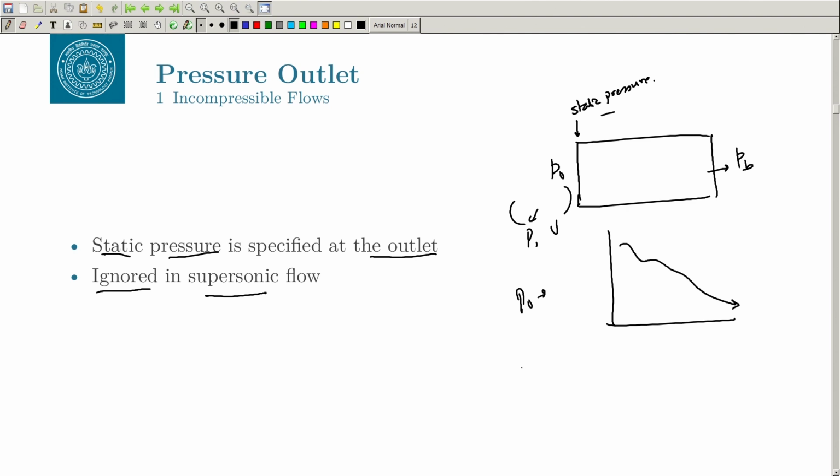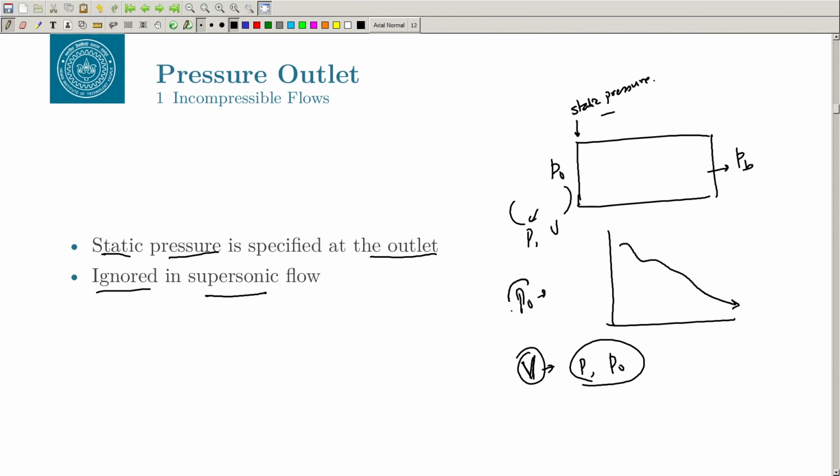If you use the velocity inlet, the velocity is fixed, that cannot change with time, and the other values will have to be adjusted, ensuring that your velocity is fixed. Your pressure may change, your P naught may change, and all these things will change if you are using the velocity inlet. So, that is a very important thing to understand.